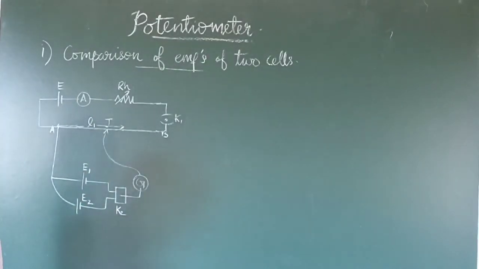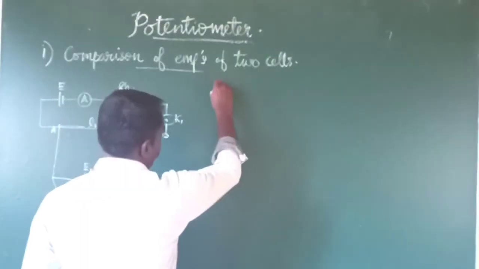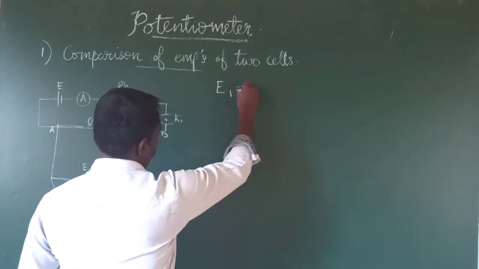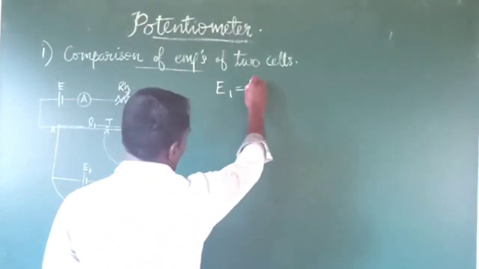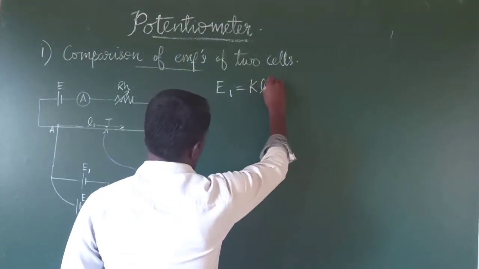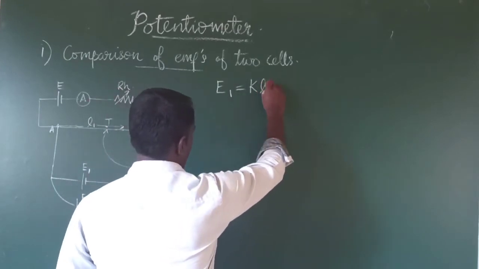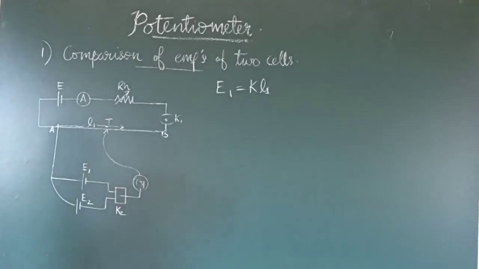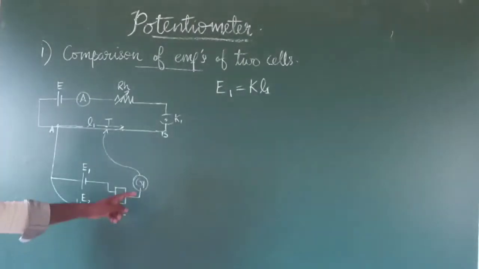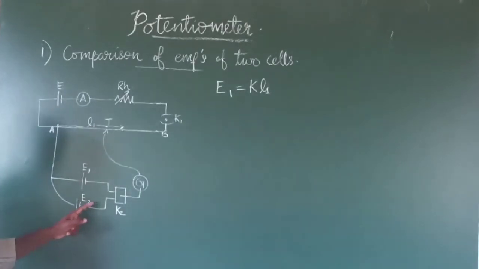Then we can write the EMF of the first cell, E1, is equal to K into L1. This equation we already have. And now we have the length L1. Now we introduce the cell E2 to the circuit through the key.